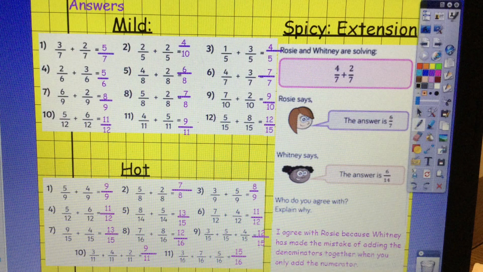And here are your answers to mild, hot and spicy. Pause the video now to give yourself time to mark them. With the spicy answer, it is an example of an appropriate answer, but you must have written that you agree with Rosie, because Whitney has made the mistake of adding the denominators together when you only add the numerator. It doesn't have to be worded the same, but it needs to be something along those lines.